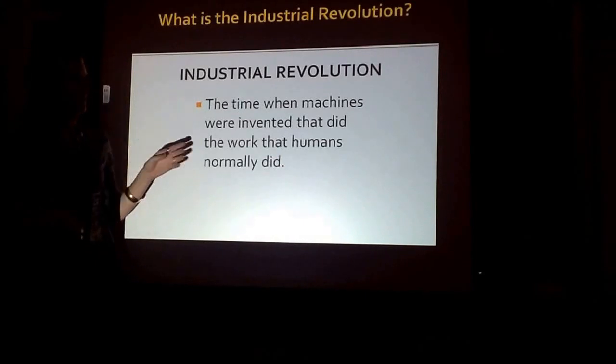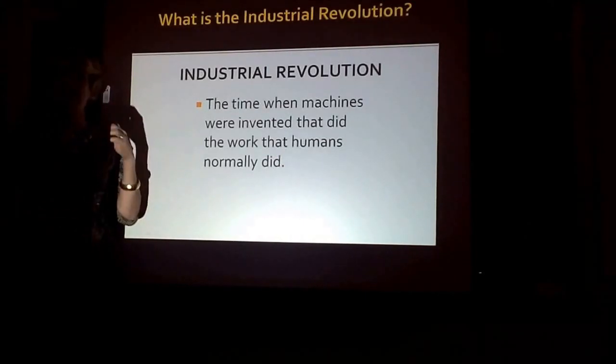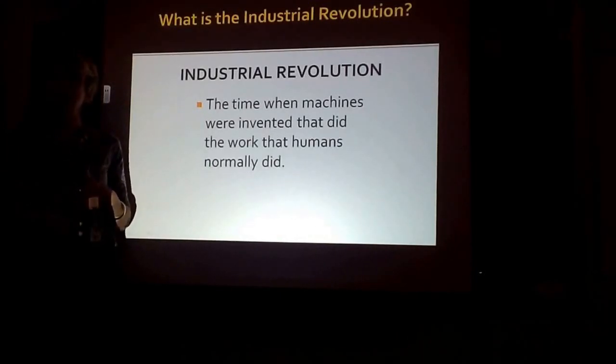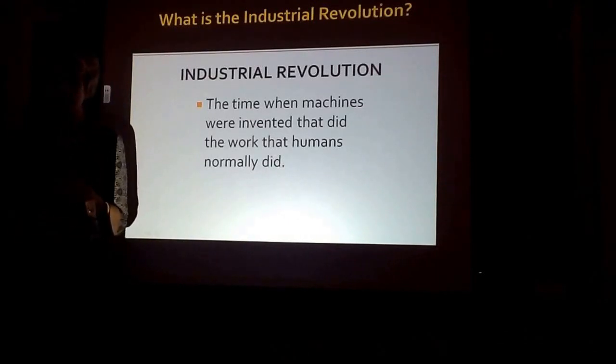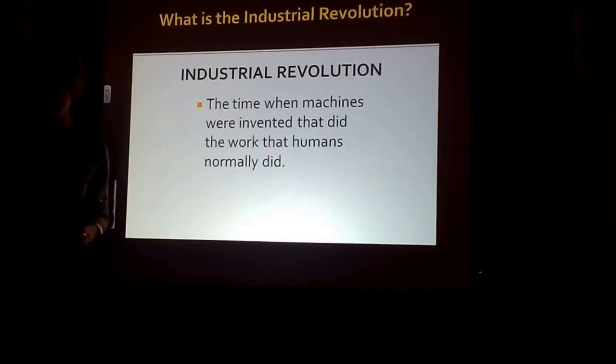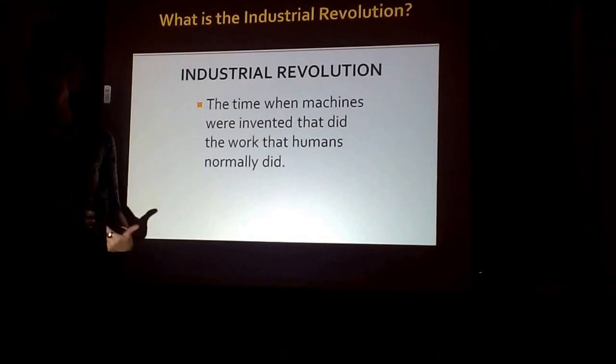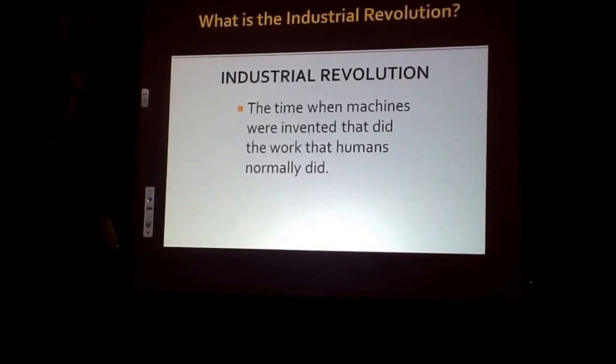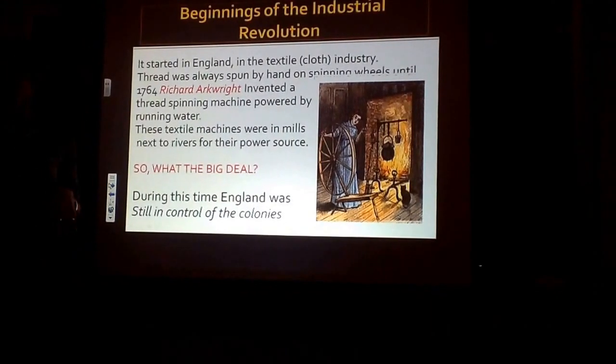It is a time when machines were invented that now do the work that humans used to do. And so normally a human would, let's say, create a whole gun, and now they're developing machines to create the gun and interchangeable parts. Normally you would create cloth by hand, and now they have the spinning loom and the cotton gin to help clean the cotton so they can make the cloth. So things that people had done by hand are now being done by a machine, faster and more efficient.